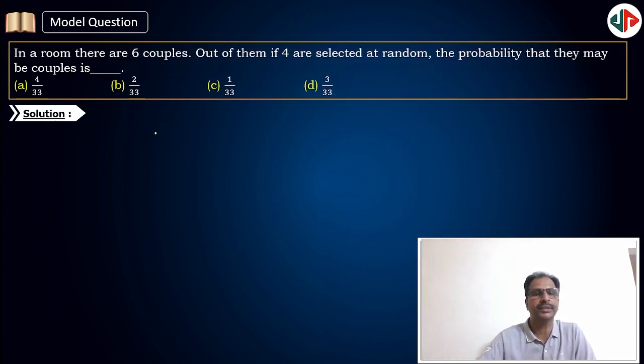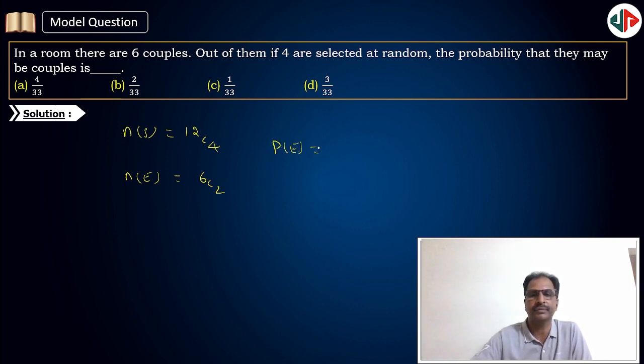Next, in a room, there are 6 couples. 6 couples means a total of 12 members will be there. Out of them, 4 are selected. So what is N of S? Out of 12, you have to select 4. Selection means combination, so N of S is 12C4. Now you have to find the probability that they may be couples. Out of the 4 selected, you should get 2 couples. So 6C2. If you select 2 couples out of 6 couples, then you'll get 4 persons who are couples. Then what is our required probability? N of E by N of S.